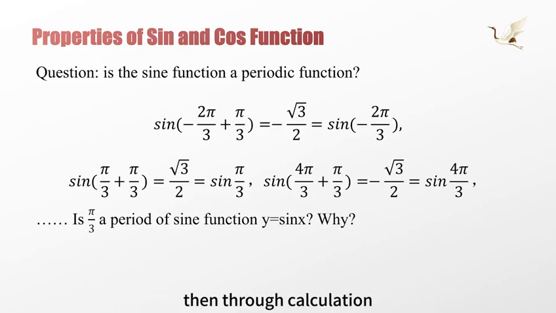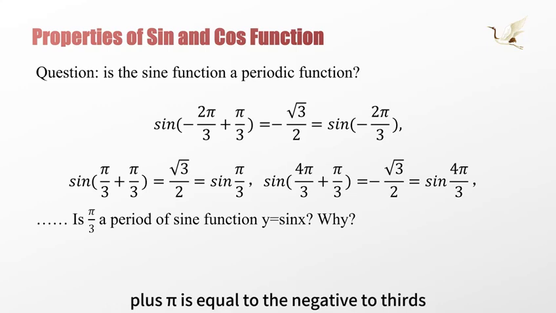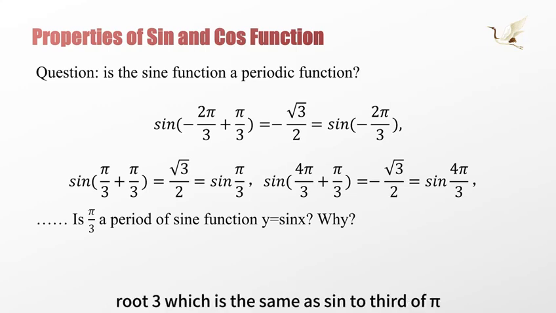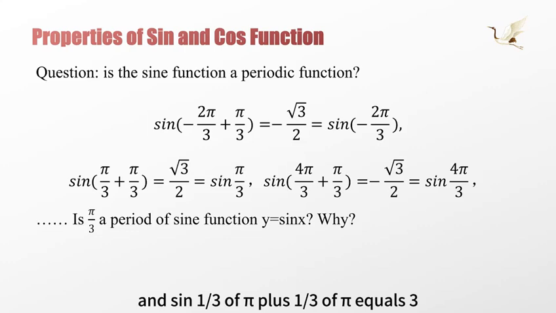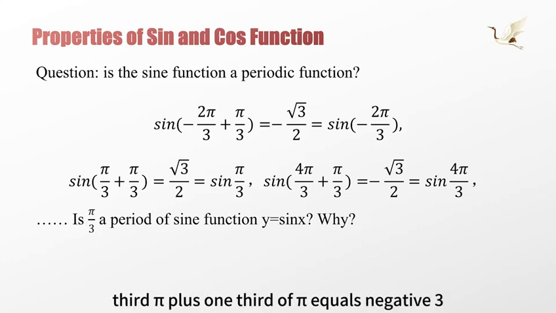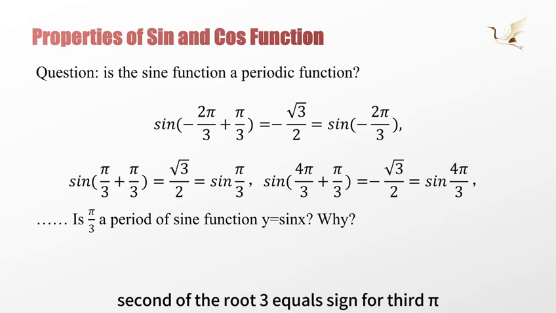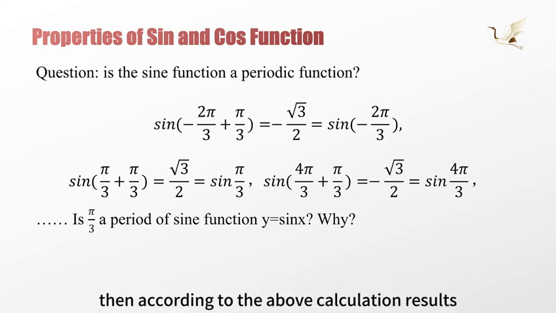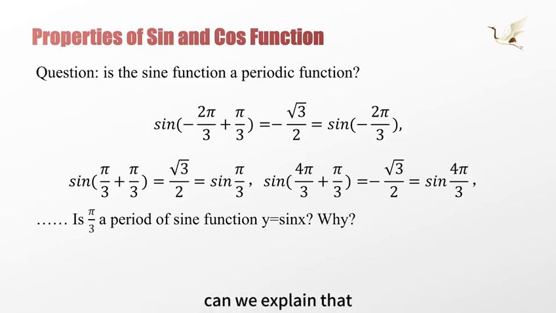Then through calculation, we will find that sin(π/3 + π) equals negative √3/2, which is not the same as sin(π/3). And sin(π/3 + π/3) equals √3/2, which equals sin(π/3). Sin(4π/3 + π/3) equals negative √3/2, which equals sin(4π/3). Then, according to the above calculation results, can we explain that π/3 is a period of the sine function y equals sin x?